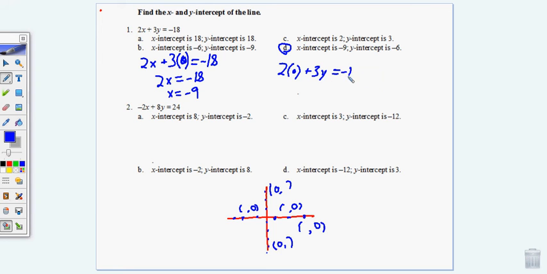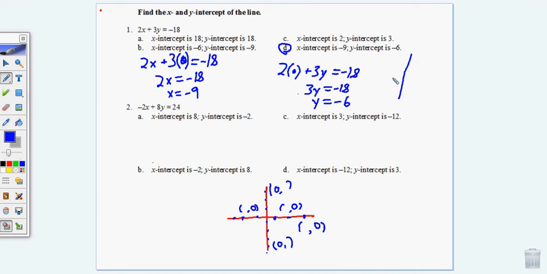Alright, and then everything else is going to stay the same. So if my input is 0, what is my output? That's kind of the question we're asking here. Well, 2 times 0 is 0. So we just have 3y equals -18. And if we divide both sides by 3, we get -6, which checks out. So x-intercept is -9 and y-intercept is -6. Here's my y-intercept. Here's my x-intercept.